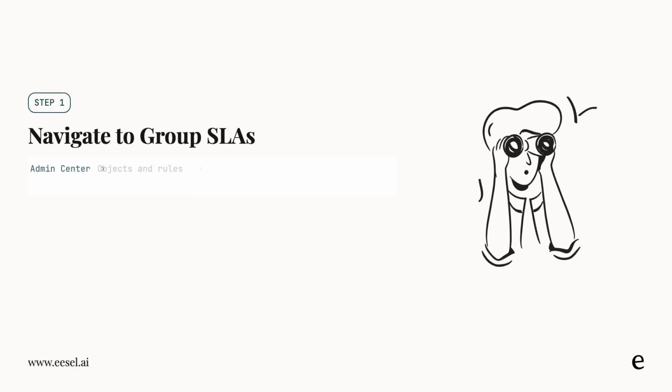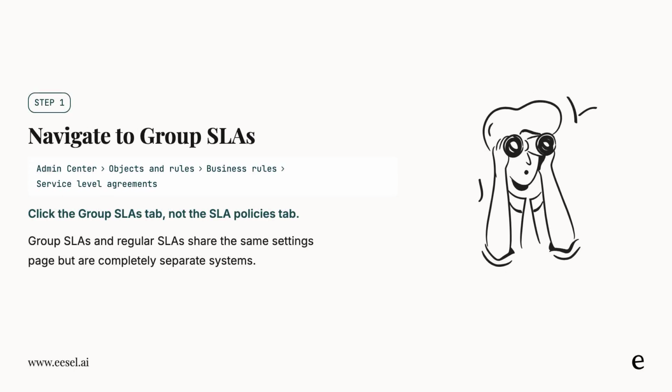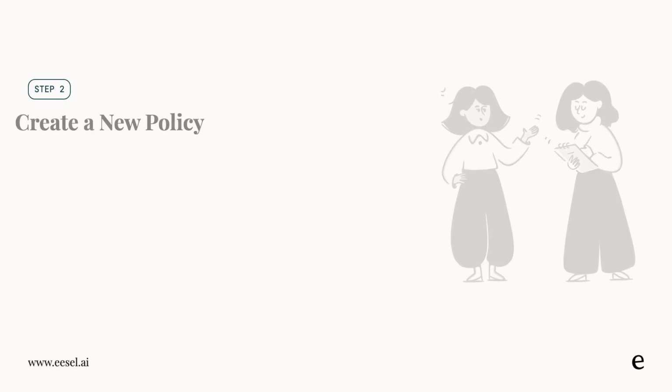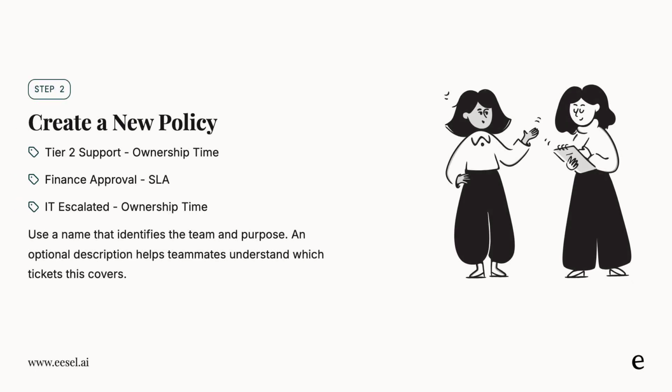Head to Admin Center, then go to Objects and Rules, Business Rules, and Service Level Agreements. Once there, you will see two tabs: SLA policies for customer-facing metrics and Group SLAs for internal tracking. Click the Group SLAs tab. Click Create Policy and give it a clear descriptive name.